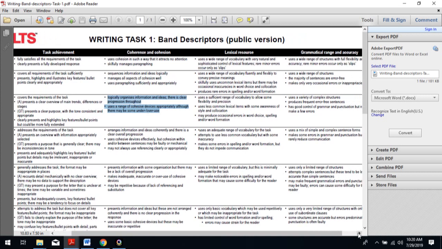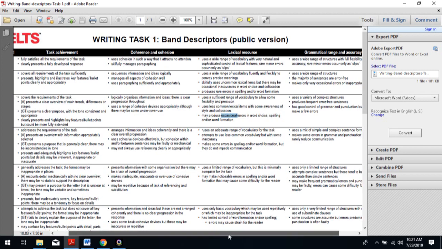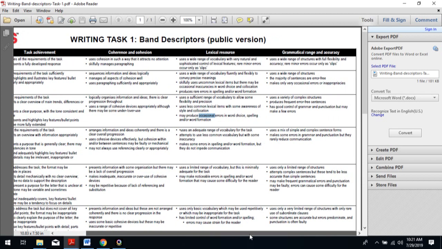So third, we have lexical resource or vocabulary. Here you should use a sufficient range of vocabulary to allow some flexibility and precision. You should use less common lexical items with some awareness of style and collocation. May produce occasional errors in word choice, spelling, and/or word formation. Take note of the word occasional. So if you make a lot of minor errors, for instance, all throughout your essay, then you're not going to get a 7 in this category.